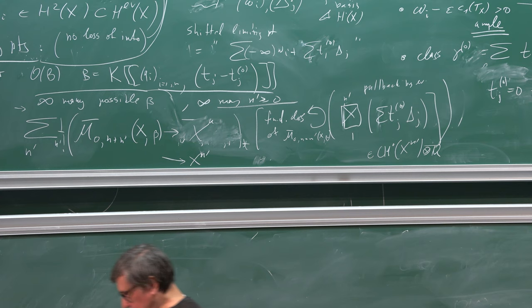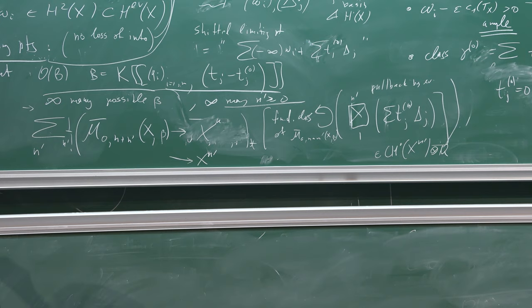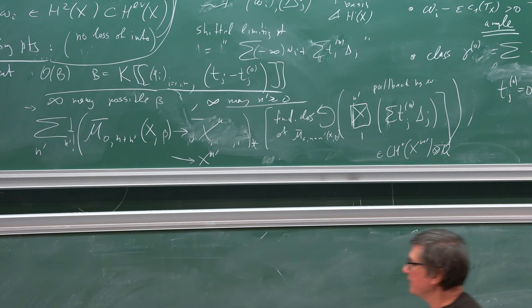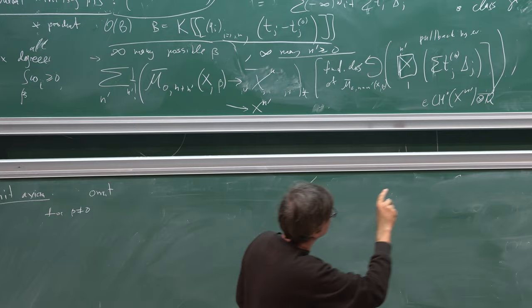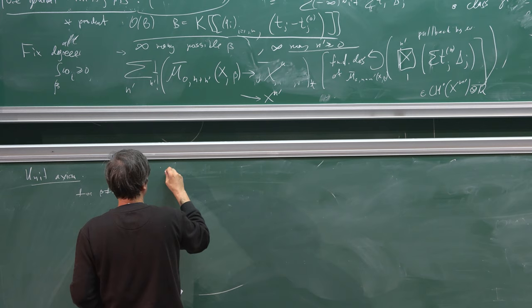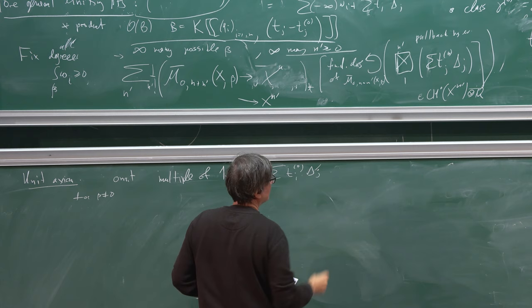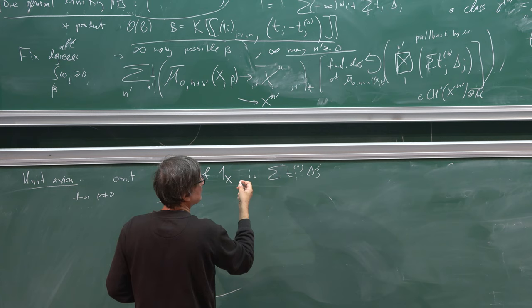Yes. So you get kind of two sources of infinity. And there are two observations. There's a unit axiom, which says that if you put a class in H0, we get nothing outside the beta equals 0 part. For beta not equal to 0, we can omit the component in degree 0. So we can pretend that all classes have degrees at least 4 here.